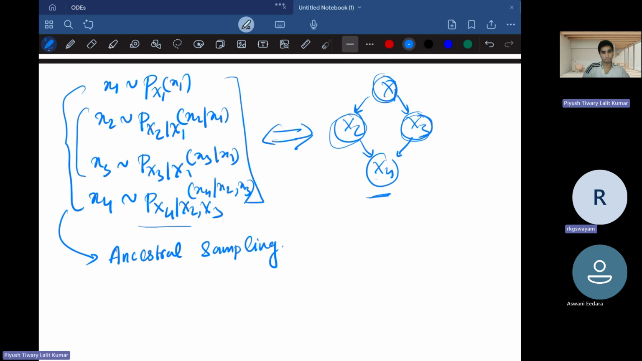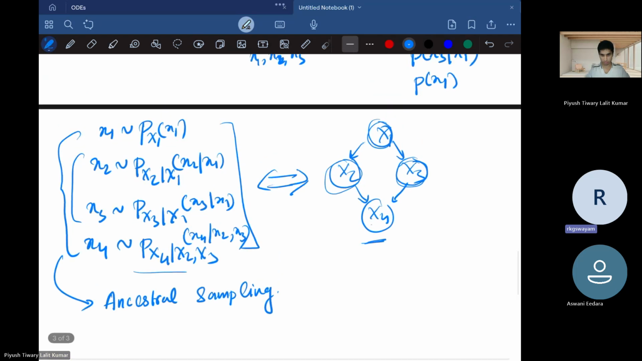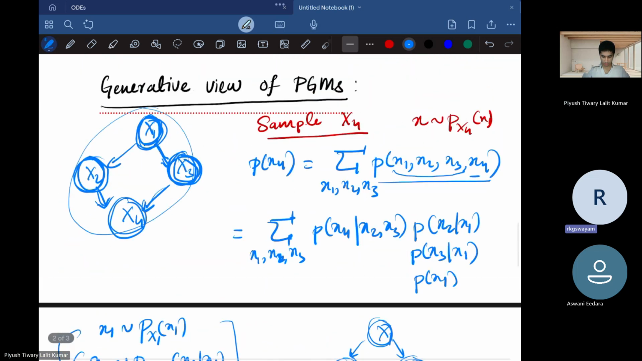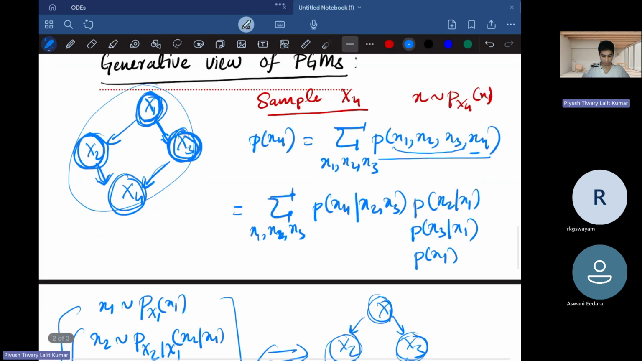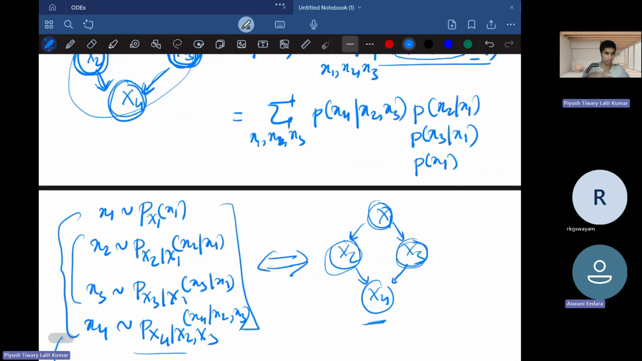How do we have the probability distribution of x2 given x1? Individually we would have the probability distributions for x1, x2, x3, and x4. But from these individual distributions, how do we usually construct these conditional probability distributions? We will see that, we will exactly see that.